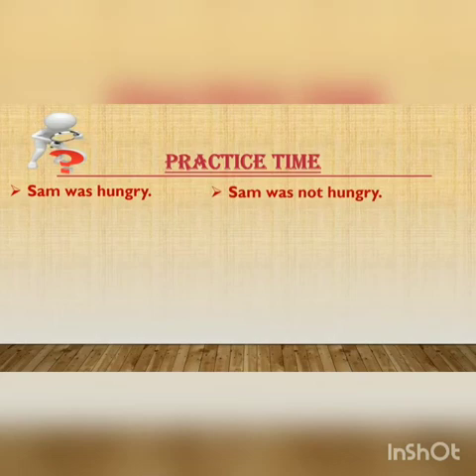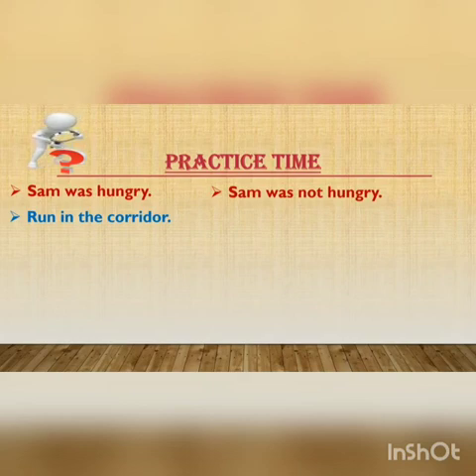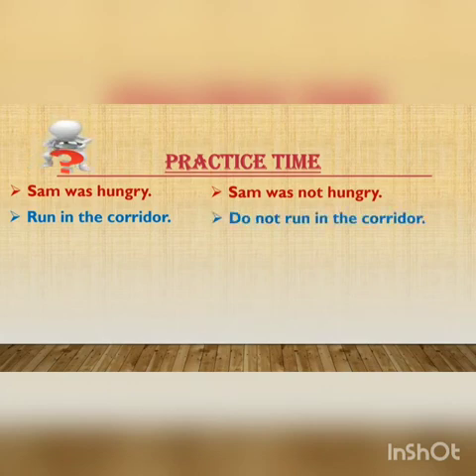Let's see the next one. Run in the corridor. Is this sentence having a helping verb? No. Is it an imperative sentence? Yes, it is. So, in imperative sentences, we just have to use do not before the verb. So, we will write, do not run in the corridor. And your sentence has become negative.